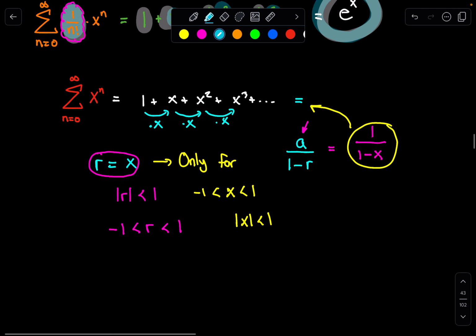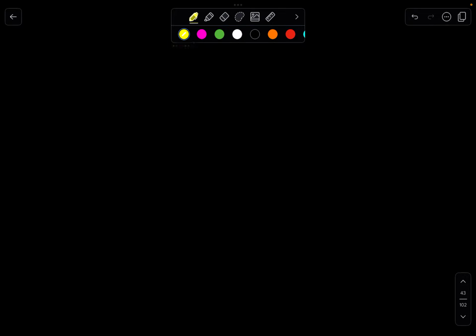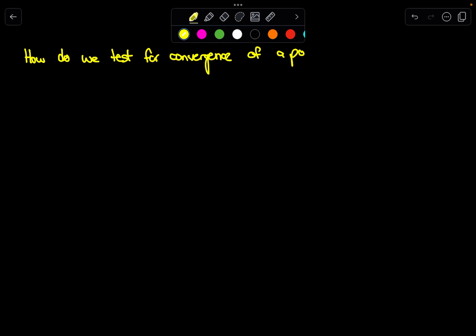But more importantly, what a lot of people want to know about is how do we test for convergence of a power series? Right, we just did one, and because it just happened to be geometric in nature. But what about, for instance, what if we do a power series, n equals 0 to infinity of, let's see, what should we do? n to the third over 3 to the n times x to the n.